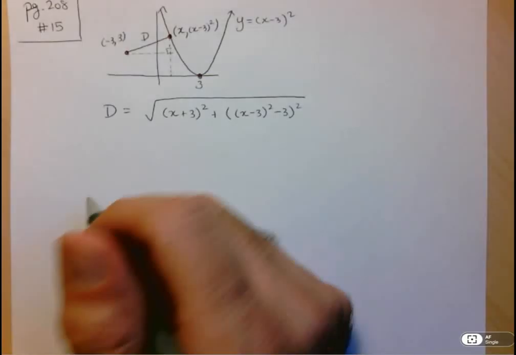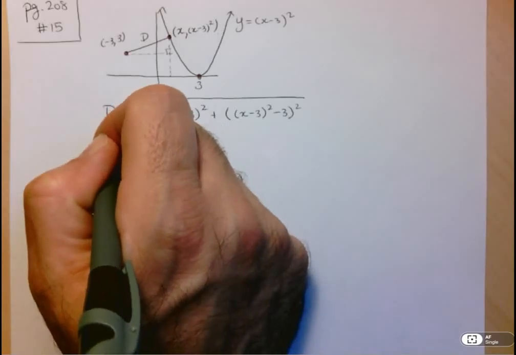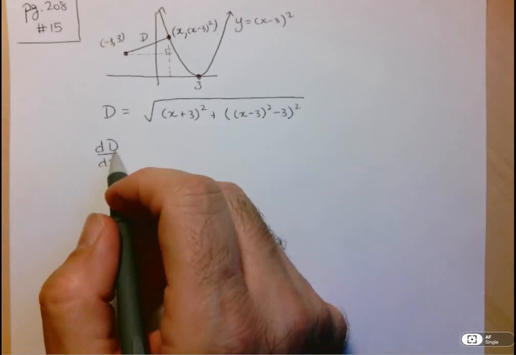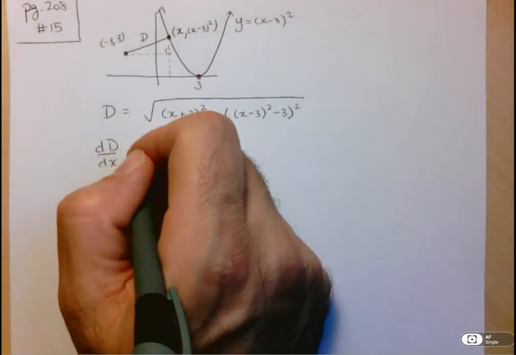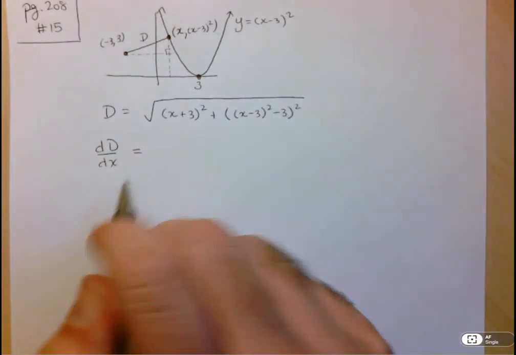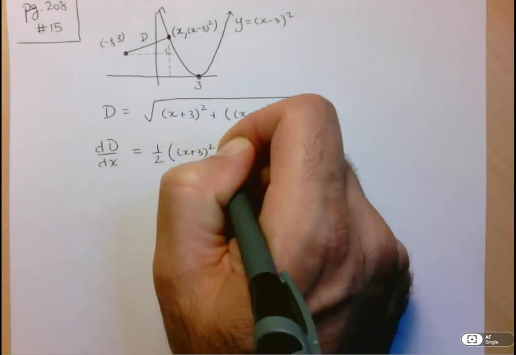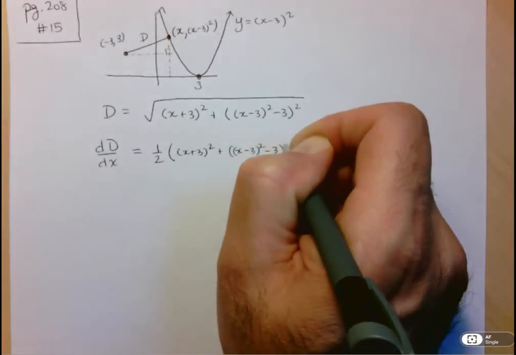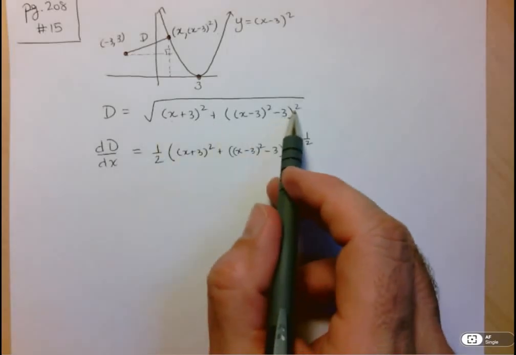Okay, so let's take a look here. Let's take the derivative with respect to x. Now you're kind of seeing why I chose to use capital D for the distance, because I didn't want it to interfere with my derivative notation. Okay, so this again is this expression all to the 1/2. So it's 1/2 times (x plus 3) squared plus ((x minus 3) squared minus 3) squared, to the negative 1/2. Okay, and now I just have to take the derivative of the inside.